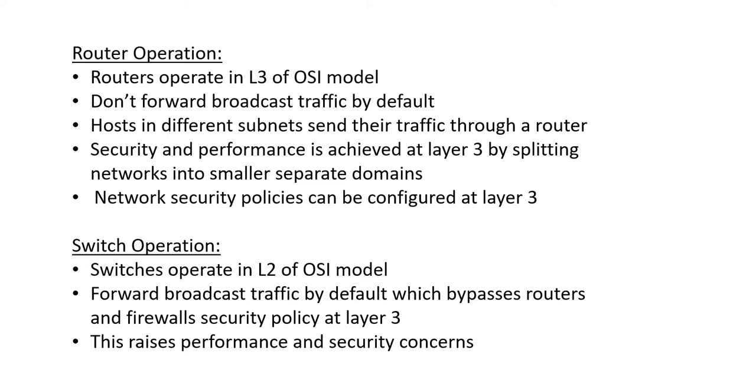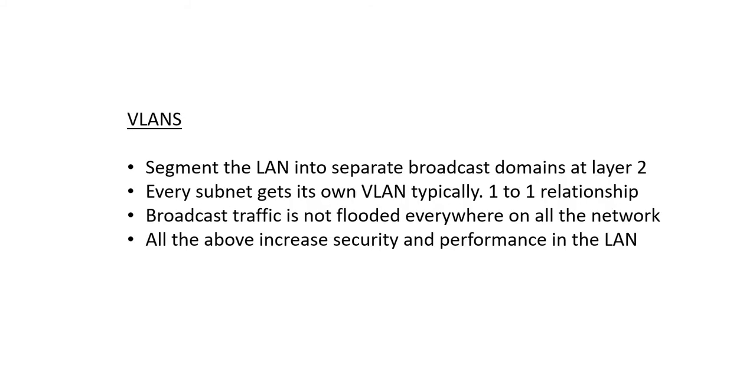On the other hand, switches operate in layer 2 of the OSI model. They forward broadcast traffic by default, and this bypasses routers and firewalls security policy at layer 3. And obviously, this is going to raise performance and security concerns. Now, what do we do? Because the switches are going to broadcast the traffic everywhere, and that is a performance and security concern. That's why we have VLANs.